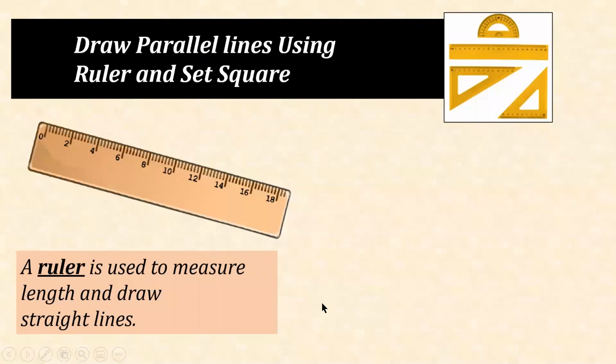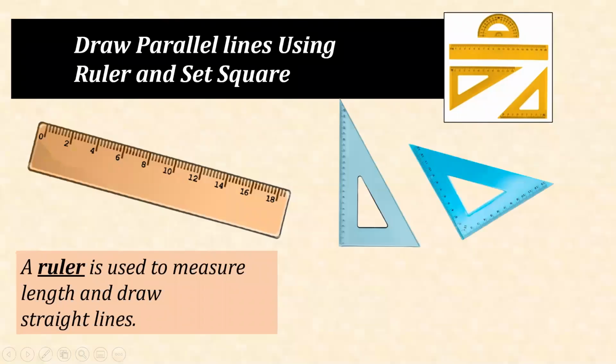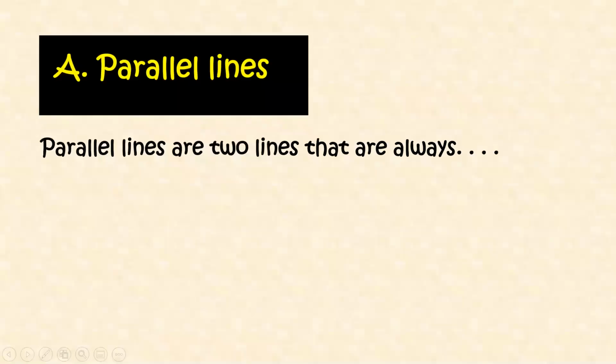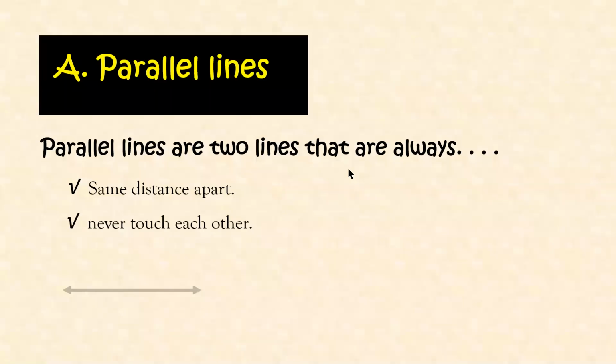Okay, the next one is what we call the set square. What is a set square? Set square. Triangle. It is a triangular device with one angle of 90 degrees. Okay, so let's proceed. We will now draw parallel lines using your ruler. Take note, parallel lines are two lines that are always the same distance apart, and they never touch each other.